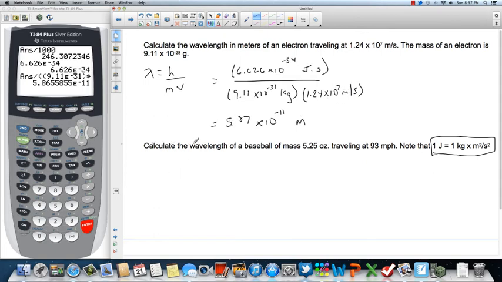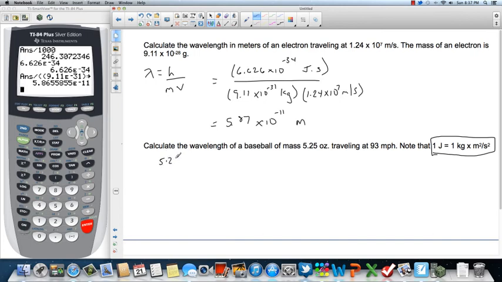All right, so the second one, we want to calculate the wavelength of a baseball. How can we do that? Well, because it's a moving object, a mass of 5.25 ounces traveling at 93 miles per hour. So we got a whole mess of things going on here because we want our mass to be in kilograms, we want our velocity in meters per second. So we need to take our ounces and turn it into kilograms. We need to take our miles per hour and turn it into meters per second. So let's go ahead and start that.